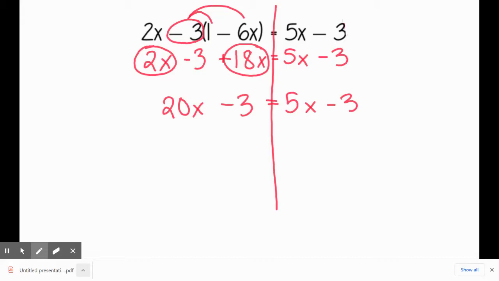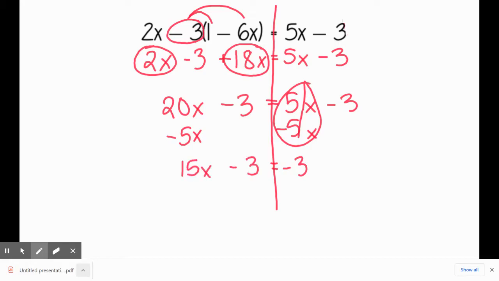So now I want to combine like terms. I'm going to subtract 5x from both sides, minus 5x, minus 5x. The 5 and the negative 5 cancel, that's 0, so I'm left with negative 3 on this side, equal to 20 minus 5, which is 15, so that's 15x minus 3 is equal to negative 3. So now I'm going to add 3 to both sides.